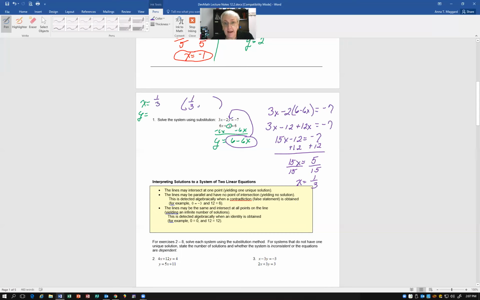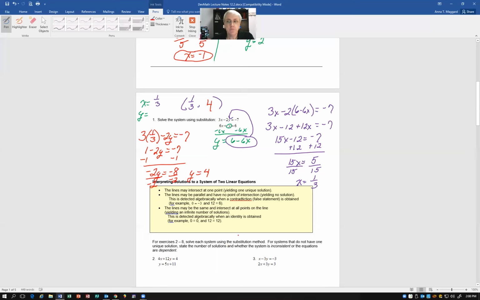I need to take that and put it back into one of the equations. So what I'll do, I'm just going to pick the first one. 3, now x is 1/3, times 1/3 minus 2y is a negative 7. Well, 3 times 1/3 is 1. Minus 2y is a negative 7. If I subtract 1 from both sides, I get negative 2y is negative 8. When I divide both sides by negative 2, I get y is 4.